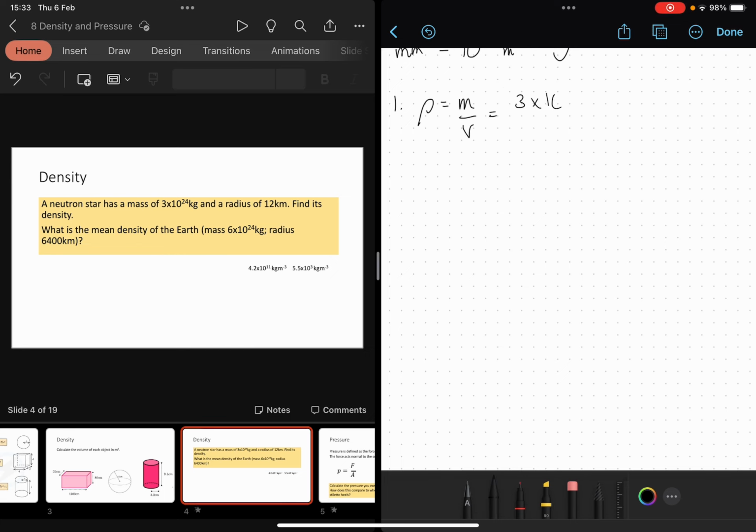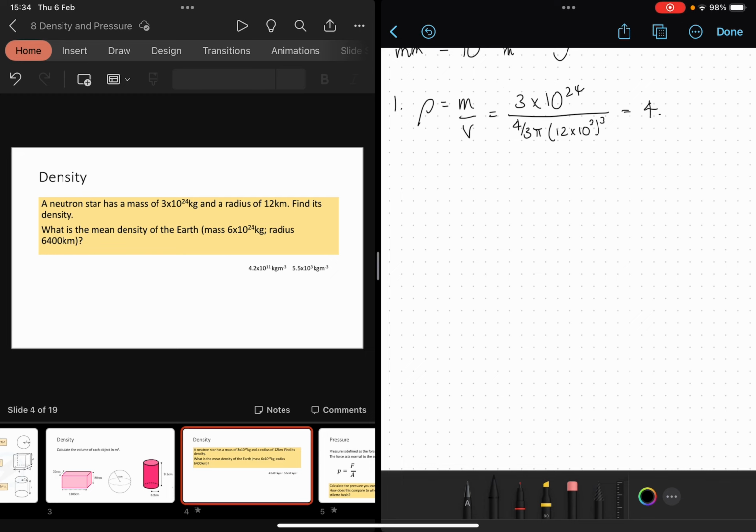The mass is 3 times 10 to the 24 kilograms. And we'll assume the neutron star is spherical. So it's got a volume which is 4/3 pi r cubed. And the radius is 12 kilometres, so that's 12 times 10 to the 3, cubed. You mustn't forget to cube the radius, otherwise your answer will be significantly incorrect.